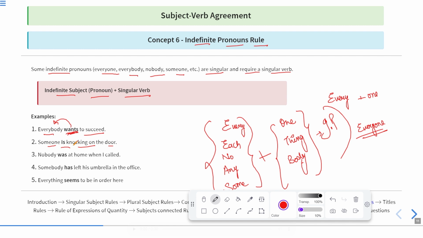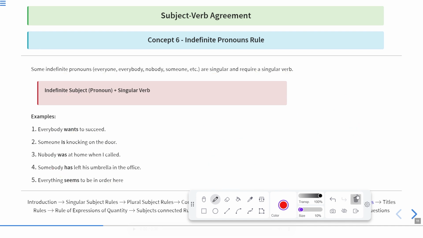Nobody was at home when I called. Somebody has left his umbrella in the office. Everything seems to be in order here. So, seems is a singular verb, which follows everything, the singular form of an indefinite pronoun. Somebody has, nobody was. Okay, so you can see over here that with all these indefinite pronouns, which are singular, we have used the singular form of verb. Okay, I hope this much is clear to you all. Now, let us proceed.